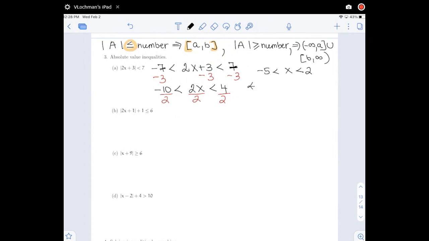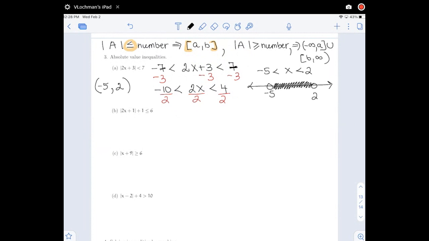What is this equivalent to? Let's take a look. This is saying x is between negative 5 and positive 2, not including negative 5, positive 2. That's where my solution is. So the interval notation for this is open parentheses negative 5, comma, positive 2.